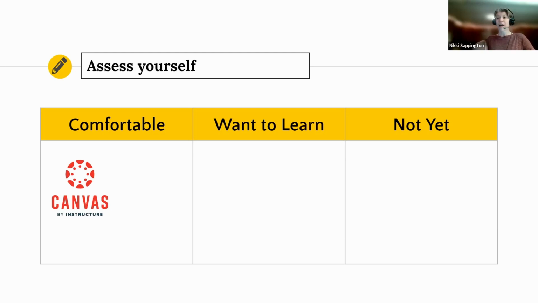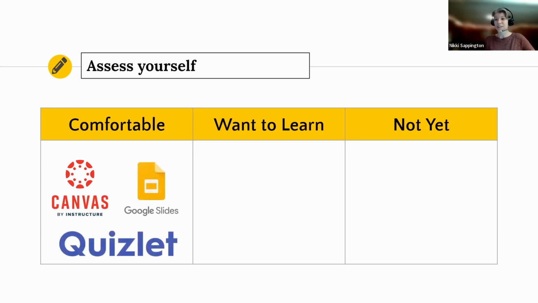If you have a required technology tool that you aren't comfortable with, you should probably prioritize that one, putting that first in the want to learn category. Second, you might be using, or you probably are using, technology or digital tools that aren't required. Not required, but I use Google Slides and Quizlet, and I feel pretty good about how to use those. So those are going to go into my comfortable category.